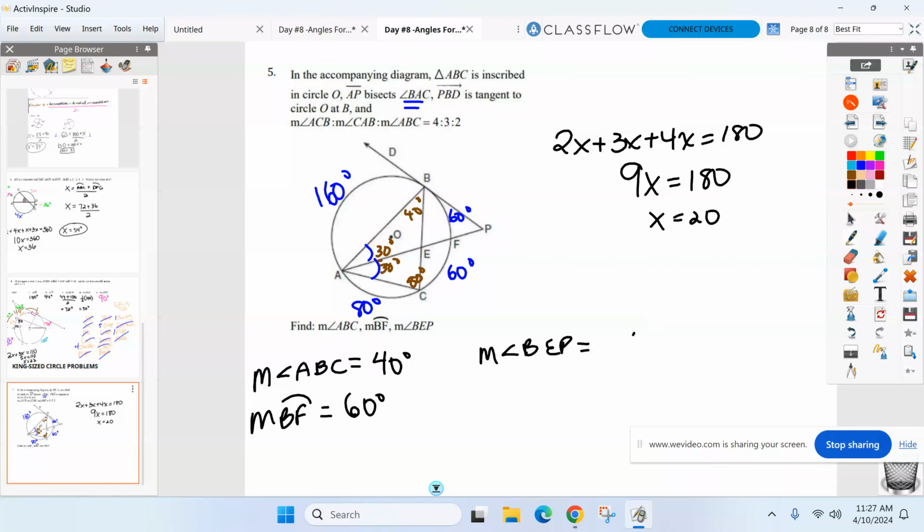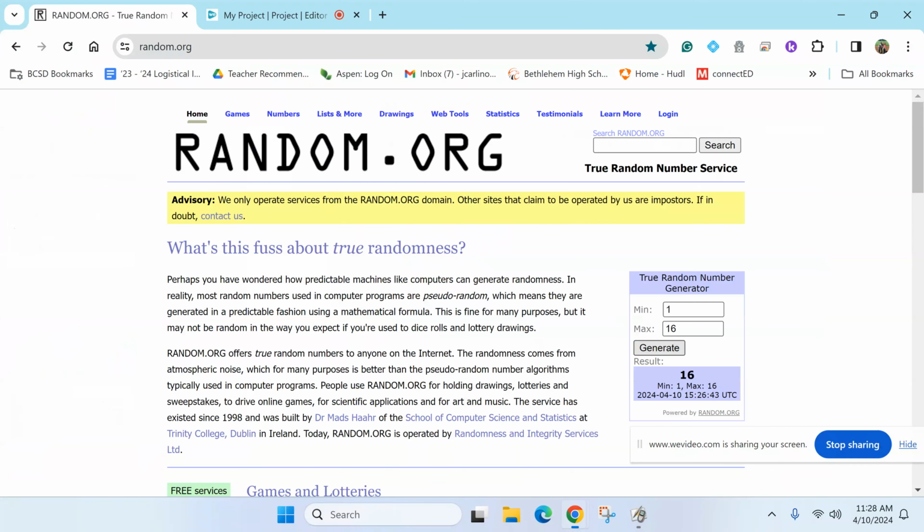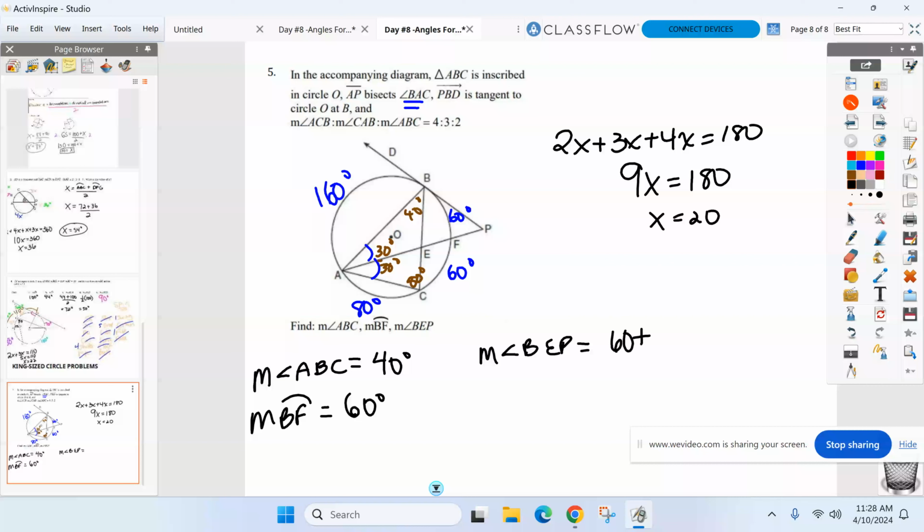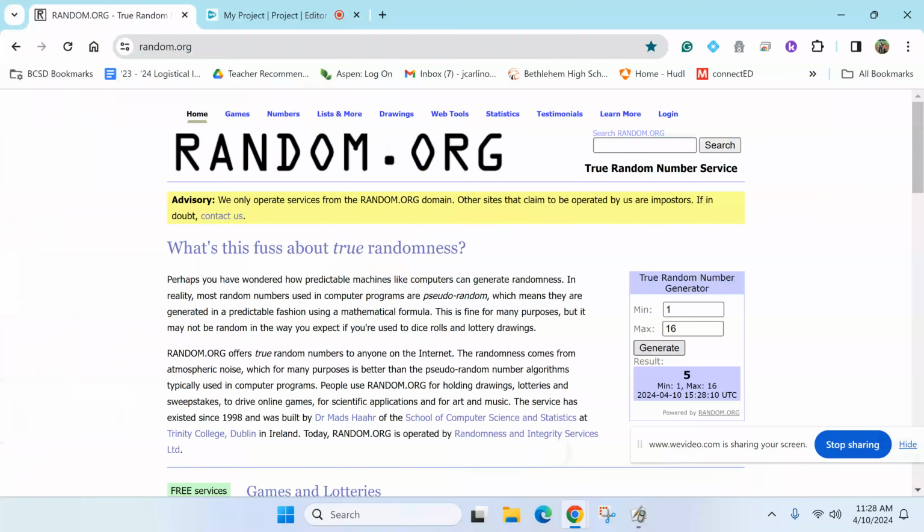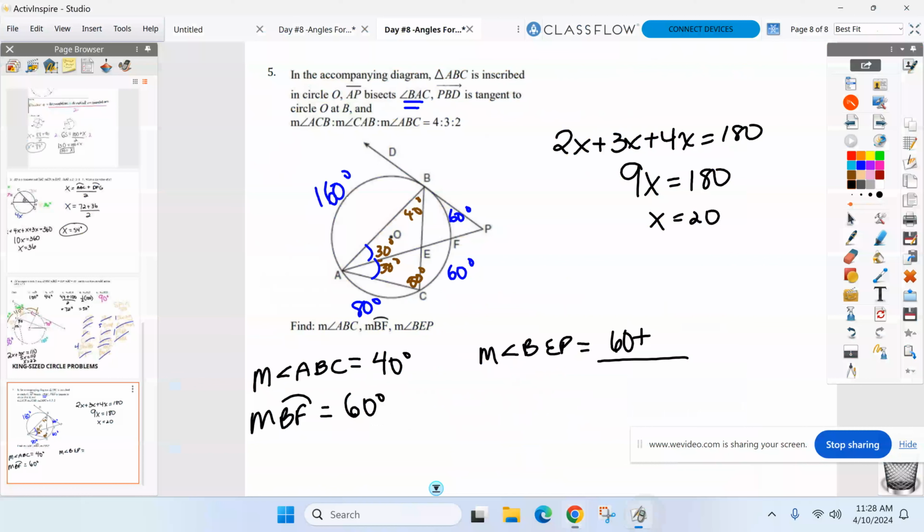So I need your help. What two arcs am I going to add up? What's the measure of the arc that belongs to BEP? What arc is connected to it? An arc measure of, Haley? 60, good work. Everyone look at the vertical angle to BEP now. What arc measure does that connect? 80, good. And we're going to divide that by 2. What's in between 60 and 80? Halfway. 70.